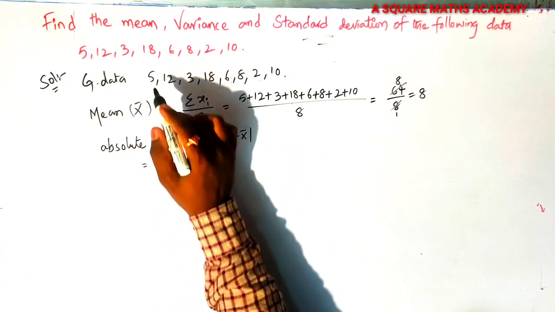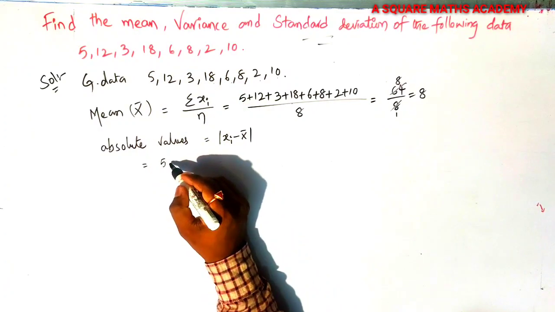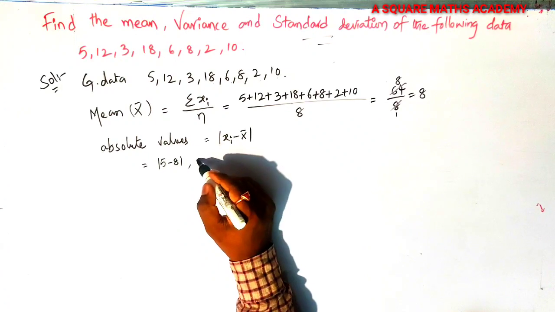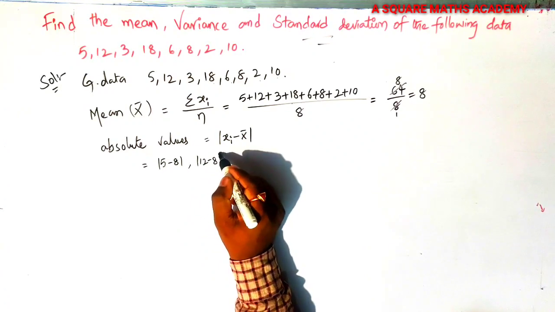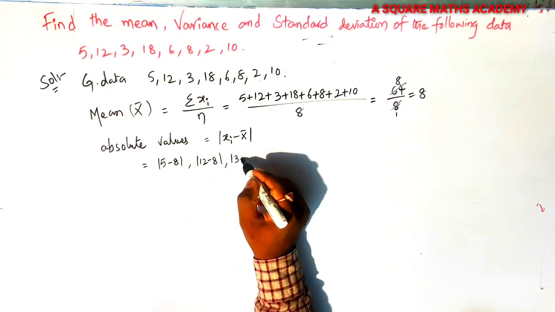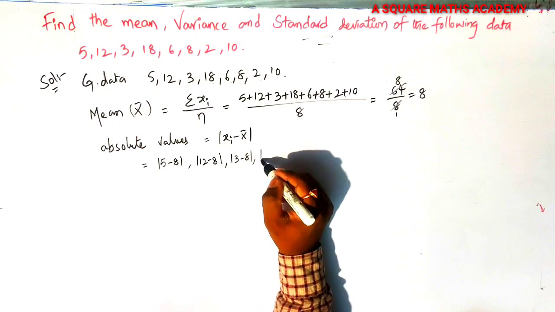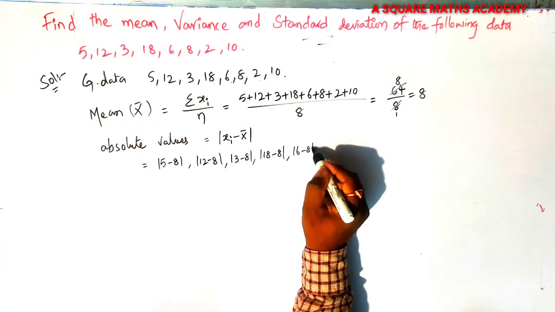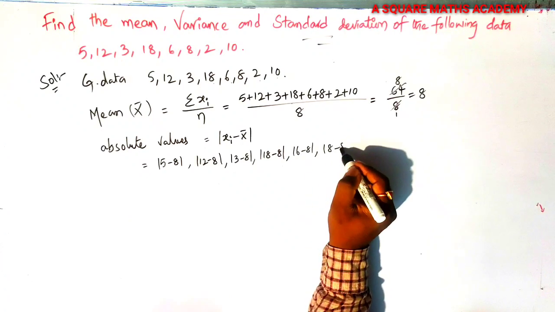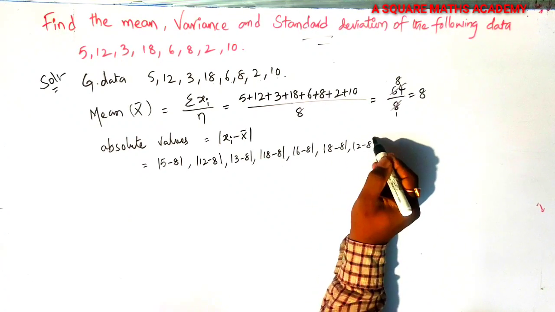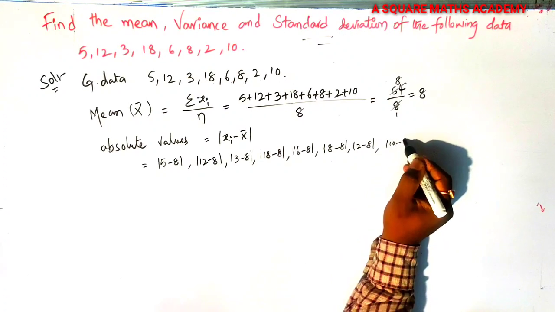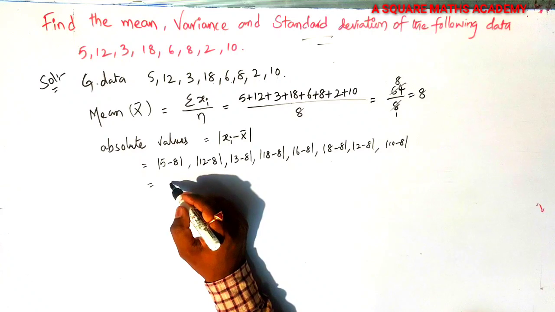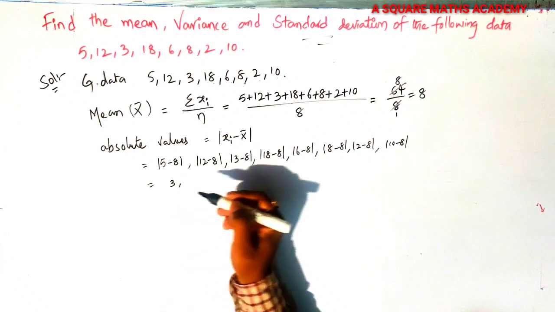So 5 minus 8 mod, see here, the first observation is nothing but 5 minus 8 mod. Clear? Next one, 12 minus 8. Next, 3 minus 8. We are applying mod also. 18 minus 8. 6 minus 8. 8 minus 8. 2 minus 8. 10 minus 8. Okay, so 5 minus 8 is nothing but minus 3. Modulus of minus 3 is nothing but 3.